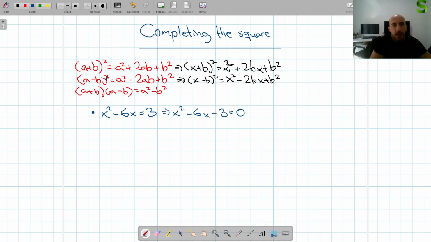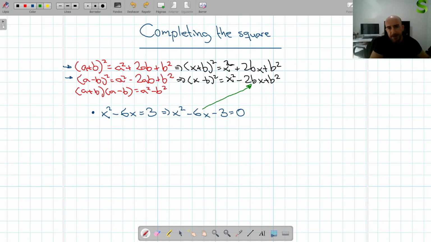Okay, so it's something that I recommend you to learn for your mathematics. So we want to either use the first or the second perfect square. How do we decide which one to use? Well, it depends on the sign of the second term in my quadratic. If it's a minus, I'll use the second one. If it's a plus, I'll use the first one. For example, in this case, it's a minus, so I'm going to use this one.